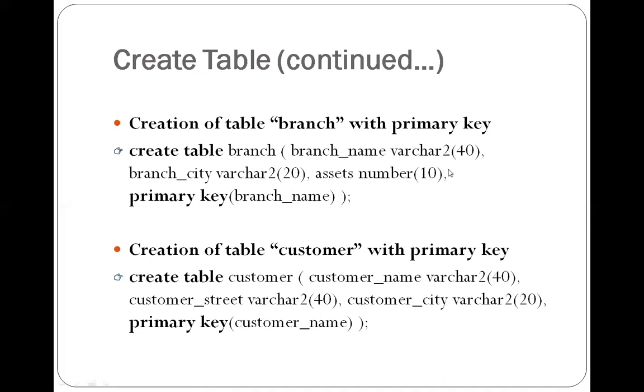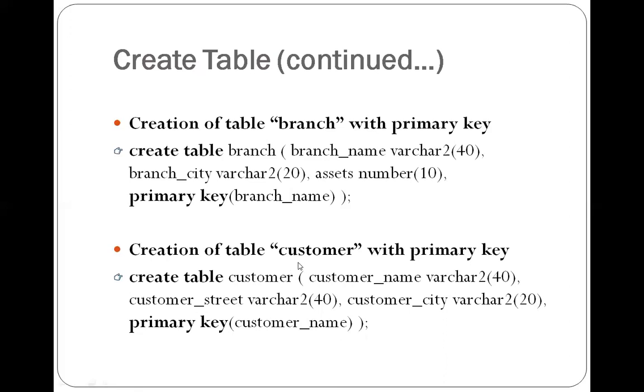Now in the previous slide we had closed the bracket, but here we are putting a comma, then write primary key, within bracket the attribute name which we want to specify as a primary key, that is branch name for the branch table, then close the bracket and put the semicolon, right?